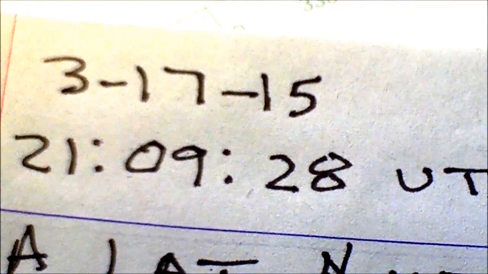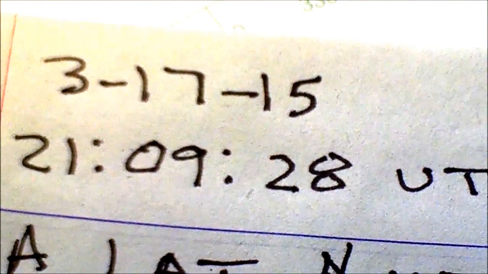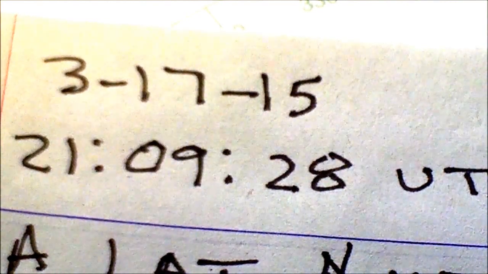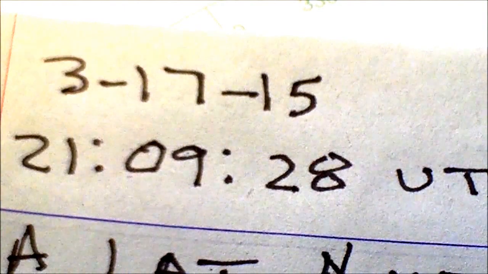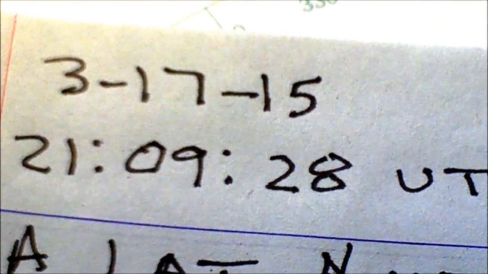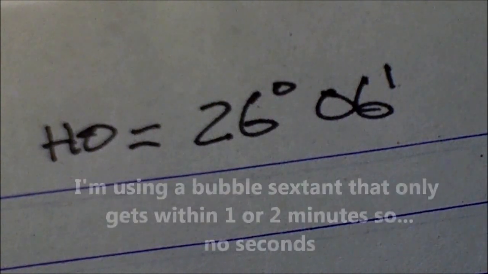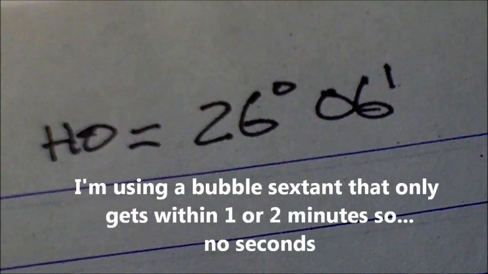Now I've already taken my sextant shot on the sun, and it's March 17th, 2015, and I did it at 2100 hours, 9 minutes, 28 seconds UT time, which is also Greenwich time. I've already done my corrections to it, so that gives me 26 degrees, 6 minutes.